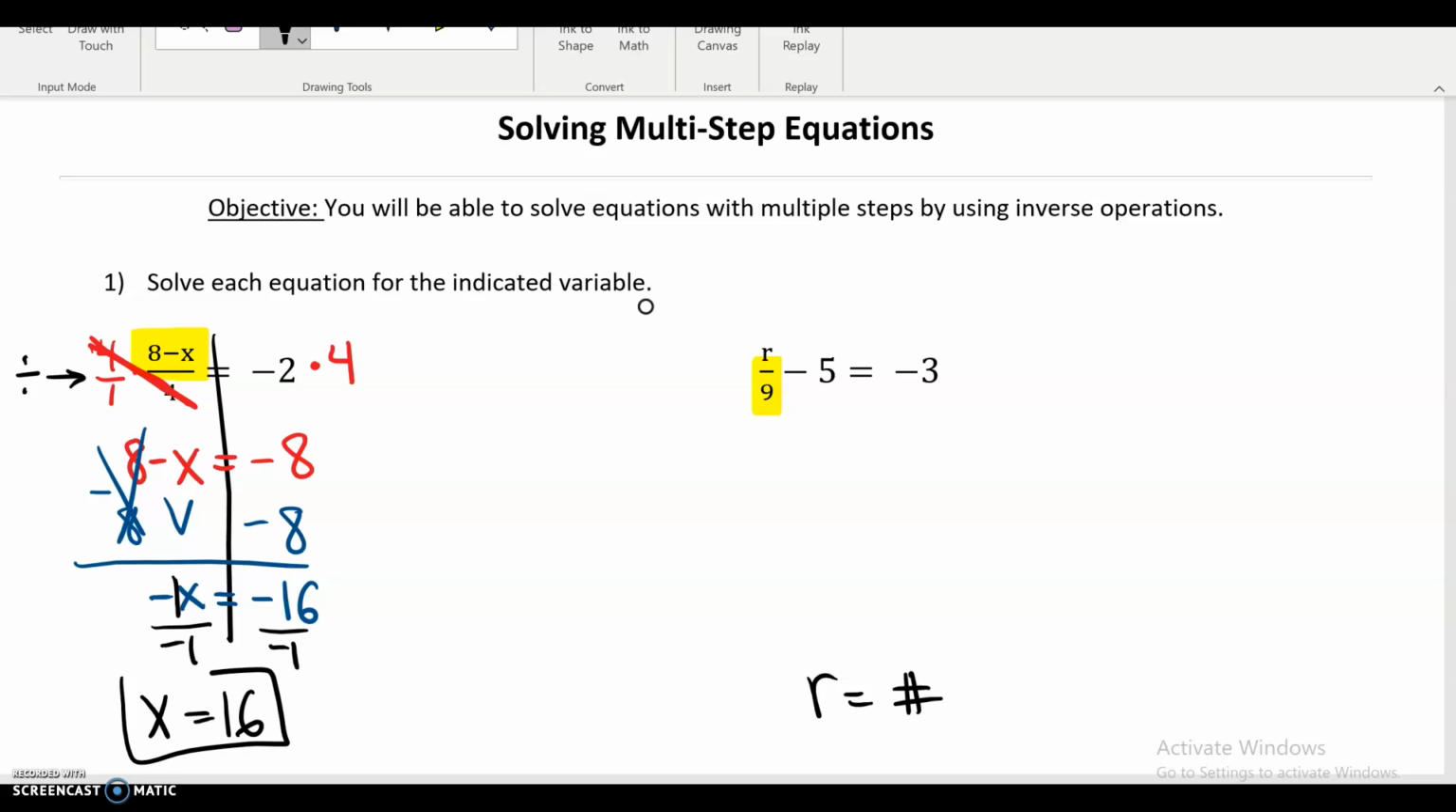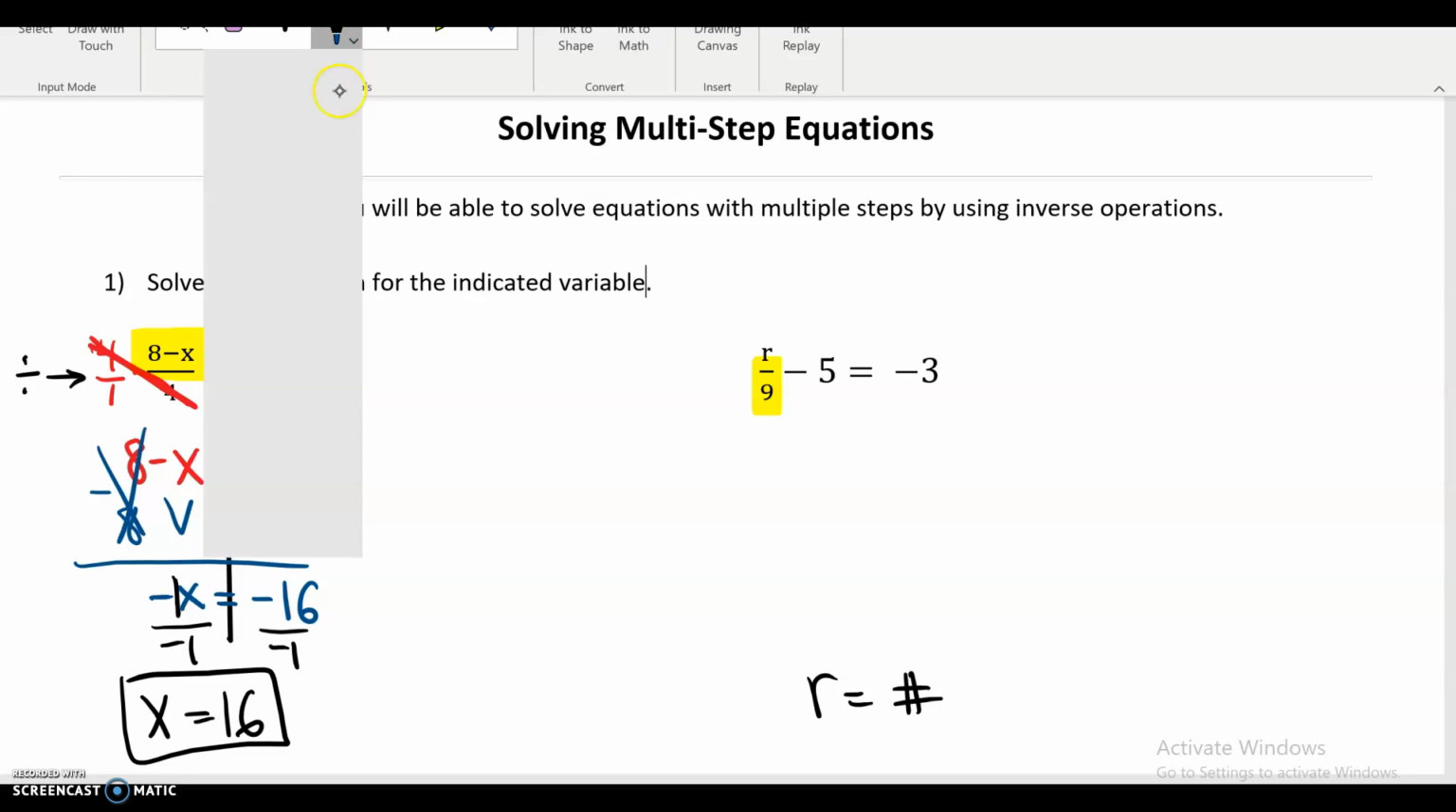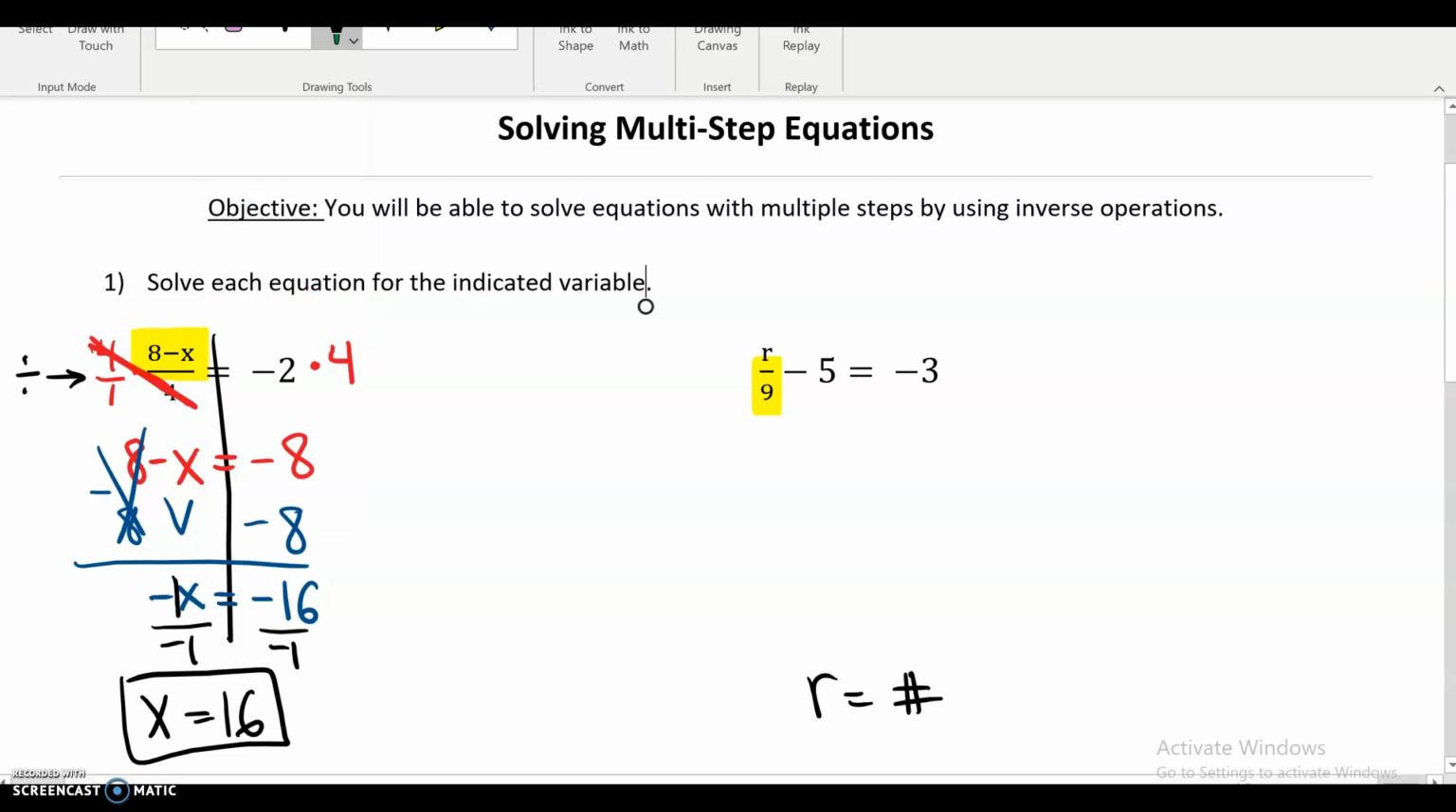So essentially, those signs kind of flip there because you're dividing by a negative. So our final answer is x equals 16, which, the nice thing about any solving problem is you can always plug this back into the equation to confirm that it works.